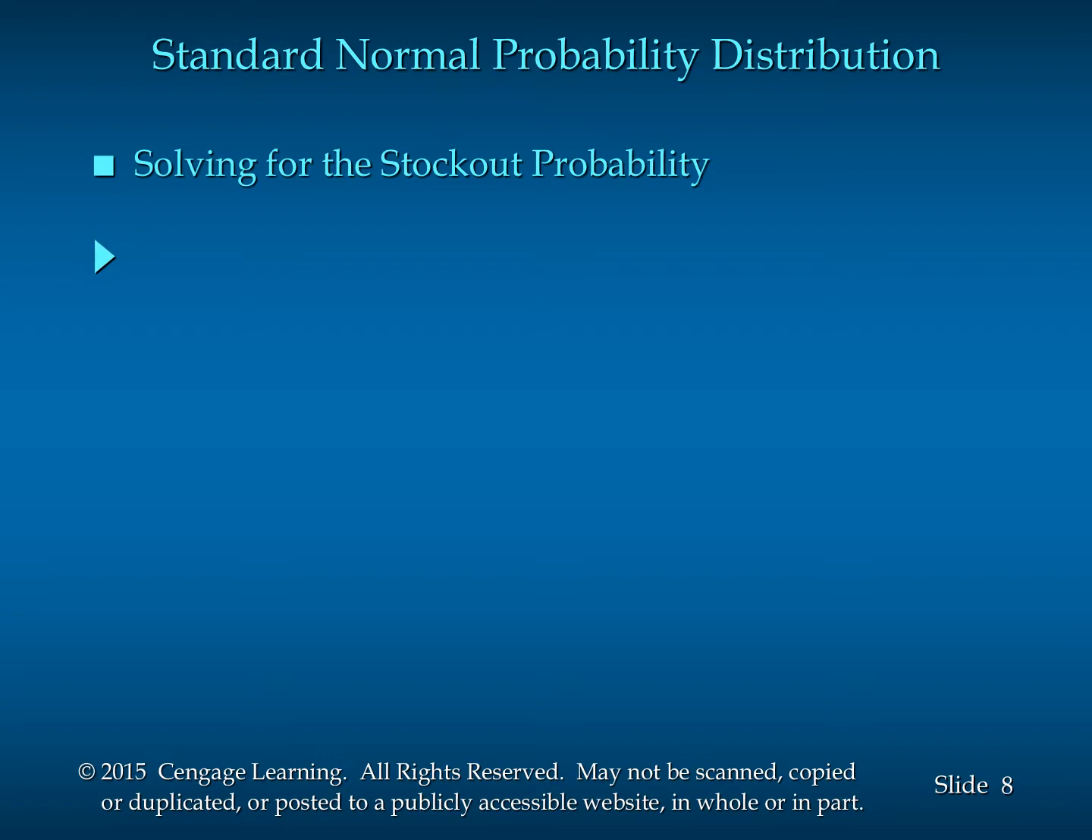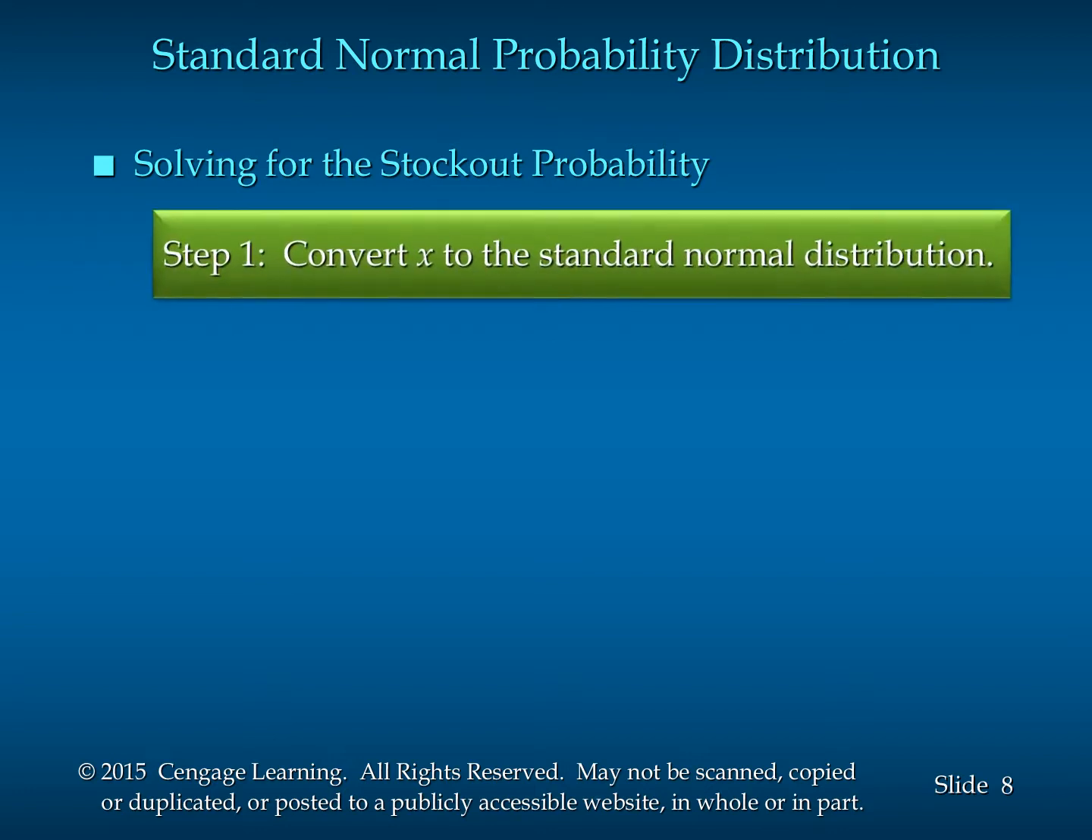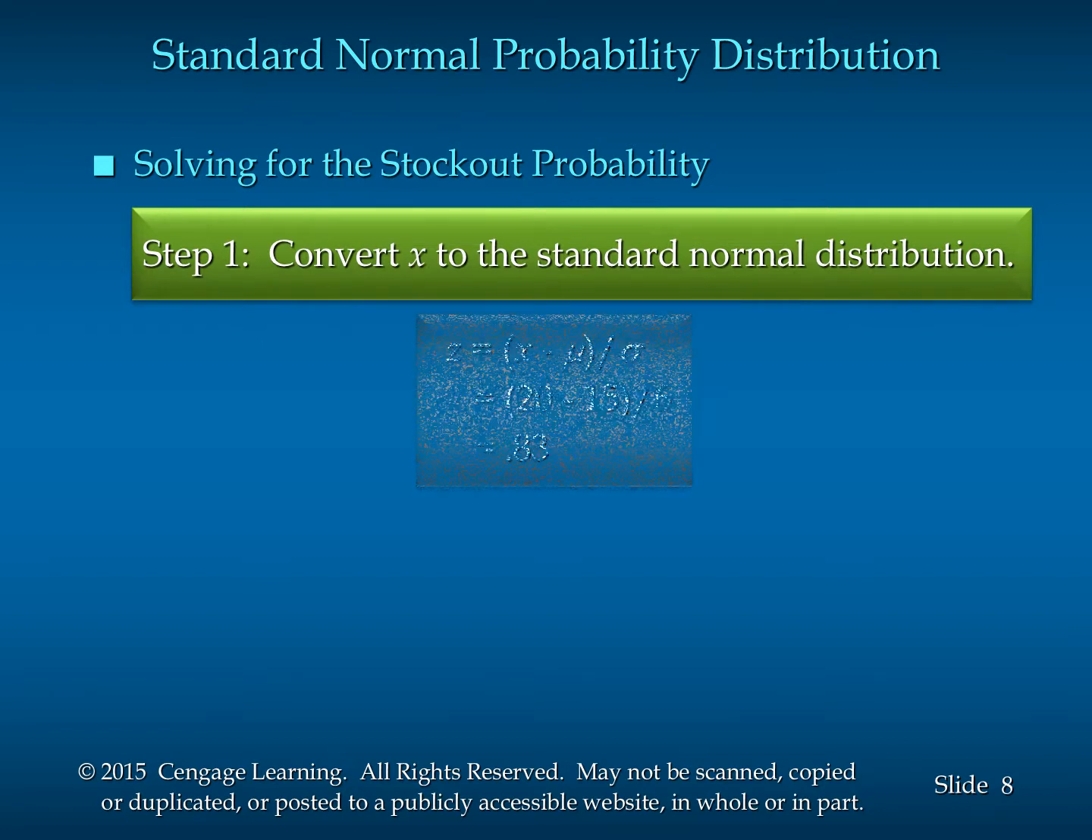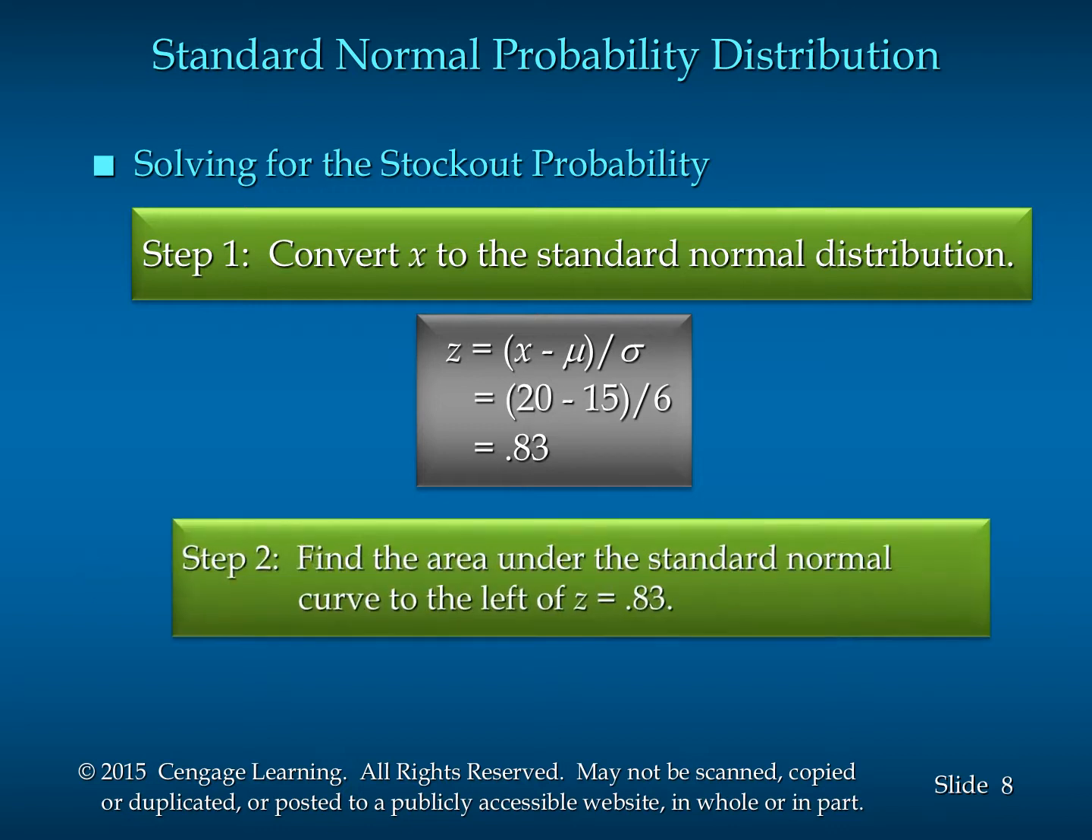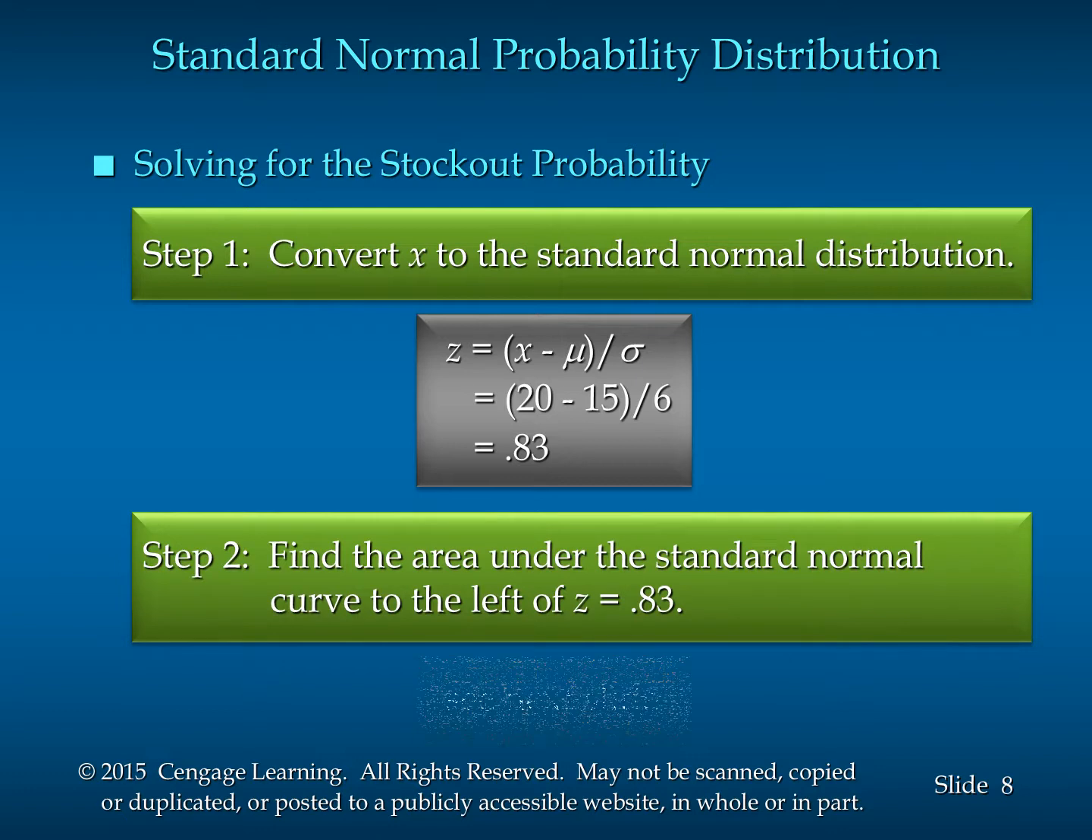The first step, knowing the mean and standard deviation for our normal distribution, is to calculate the equivalent z-value for our x value of 20. We find that to be 0.83. The second step is, using the z-value of 0.83, we find the area under the standard normal or z distribution curve, which is to the left of z of 0.83.